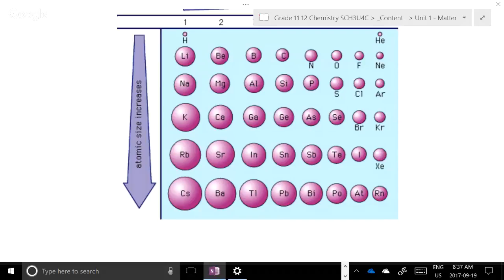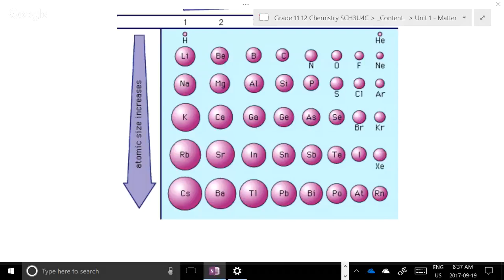So within a single period, within a single row, let's say period 4, potassium, calcium, scandium, titanium, and so forth. What is the biggest atom that's in period 4? The largest atom in period 4. Yeah. Potassium. Good. Because it's got 4 shells, but relative to everything else in period 4, it has a small nucleus with a small positive charge. It only has 19 protons, whereas something as big as krypton has 36. Those electrons aren't pulled in as tightly, so they're able to float freely further away.